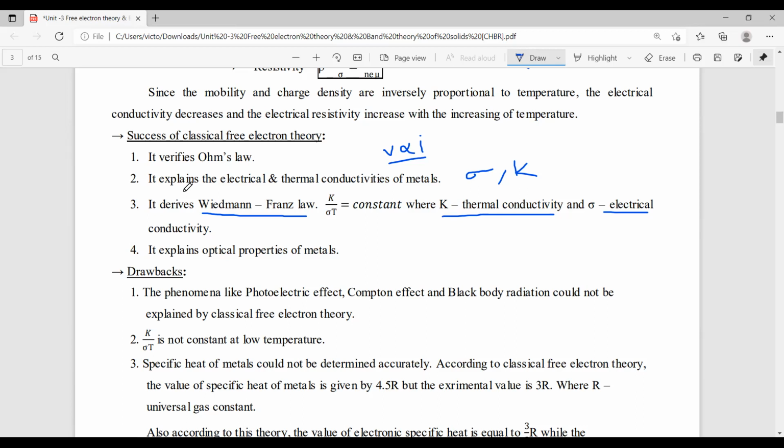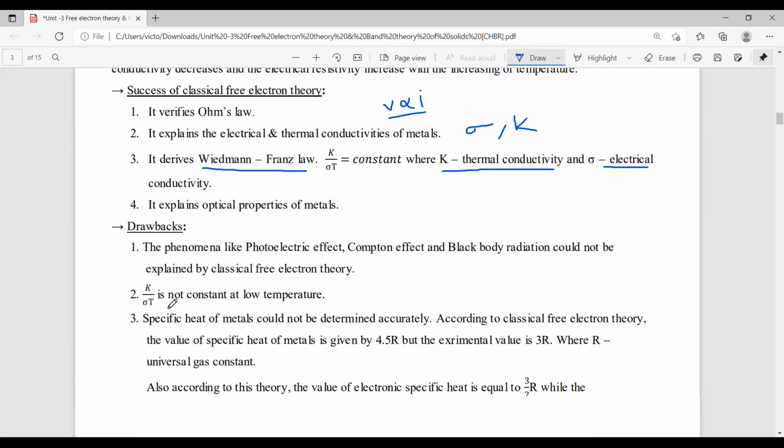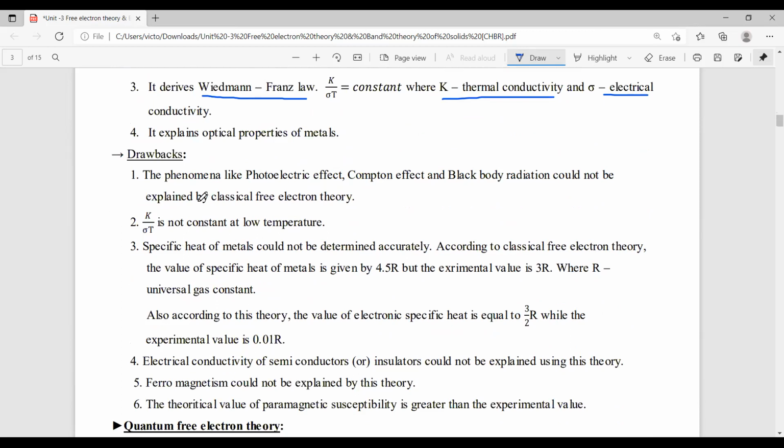But still, there are some drawbacks in classical free electron theory. Let us discuss what the drawbacks are. This theory could not explain the photoelectric effect, Compton effect, and black body radiation. And the Wiedemann-Franz law, K by sigma T equal to constant, is only applicable at high temperature. That means the ratio is not constant at low temperature. This is one of the drawbacks.